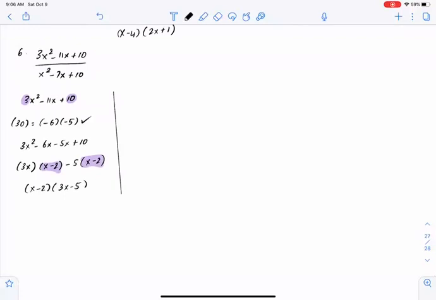Now I could factor the denominator, if at all possible. So I have x squared minus 7x plus 10. So I have 10. I need to split it into two numbers so that I get negative 7. So the candidate here is negative 5 times negative 2. X squared minus 5x minus 2x plus 10.